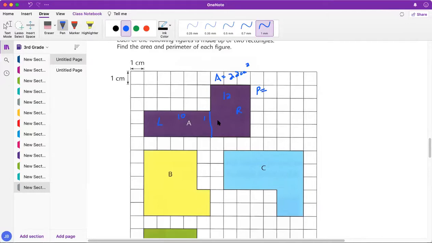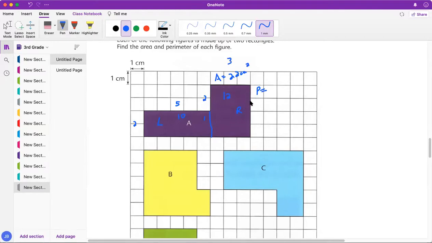I actually already kind of know this because I did it. Perfect. Good to hear. Dad, my area was 22. Good. Perfect. Yep, that's what we got too.